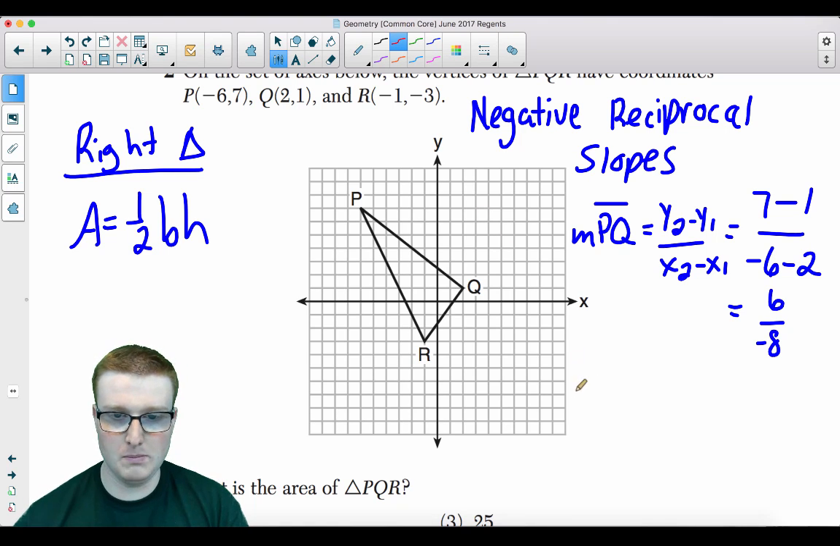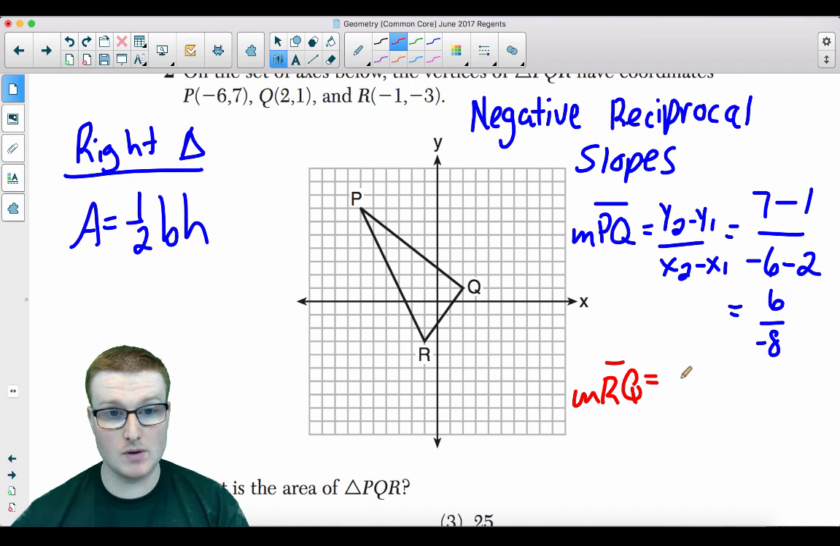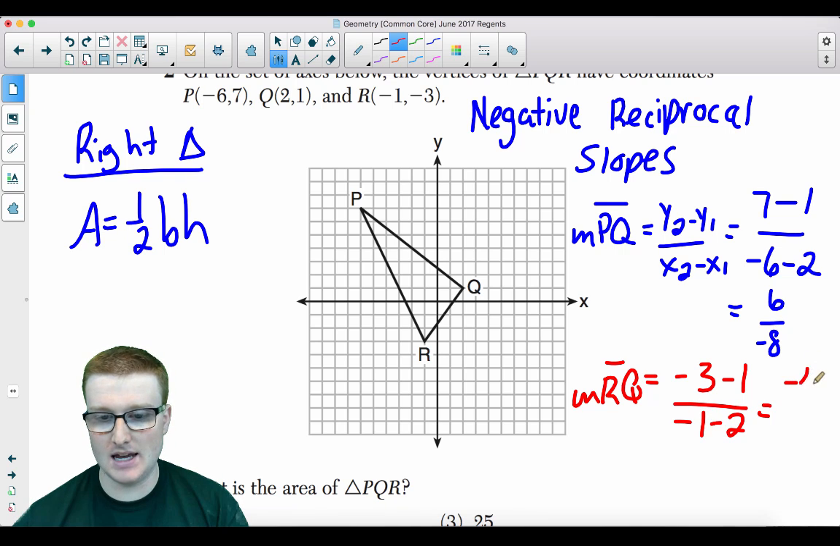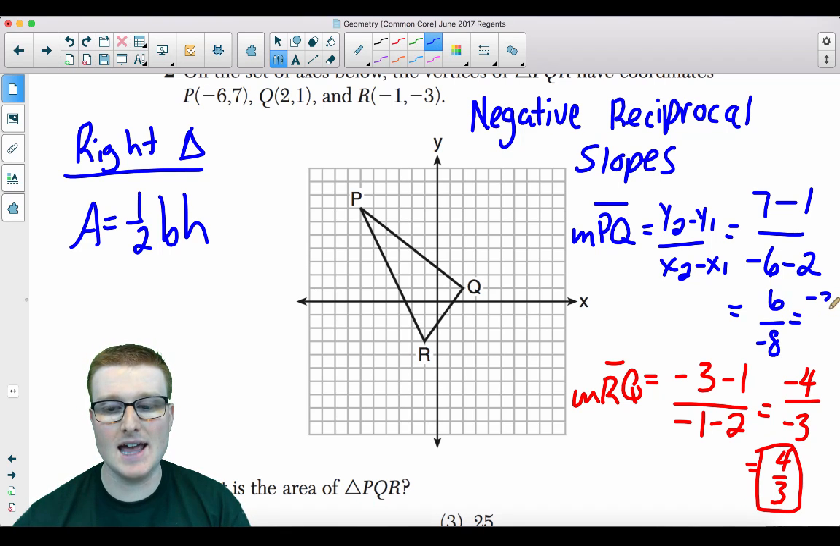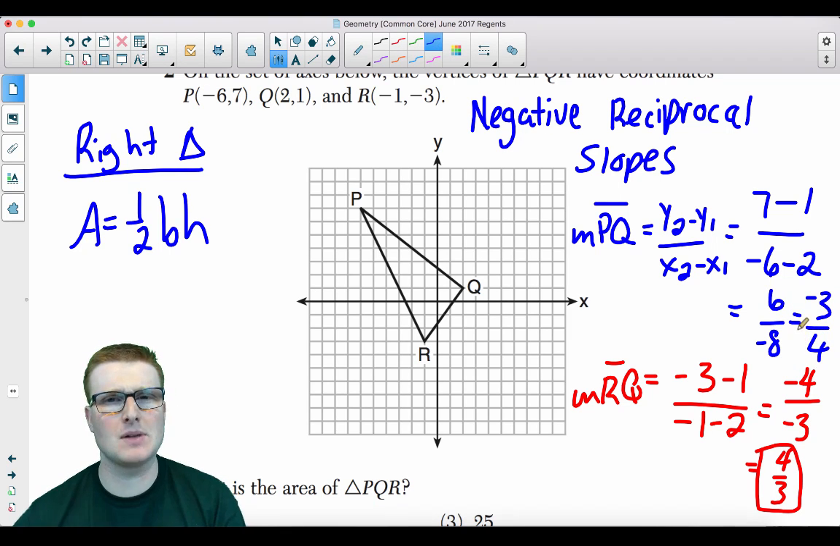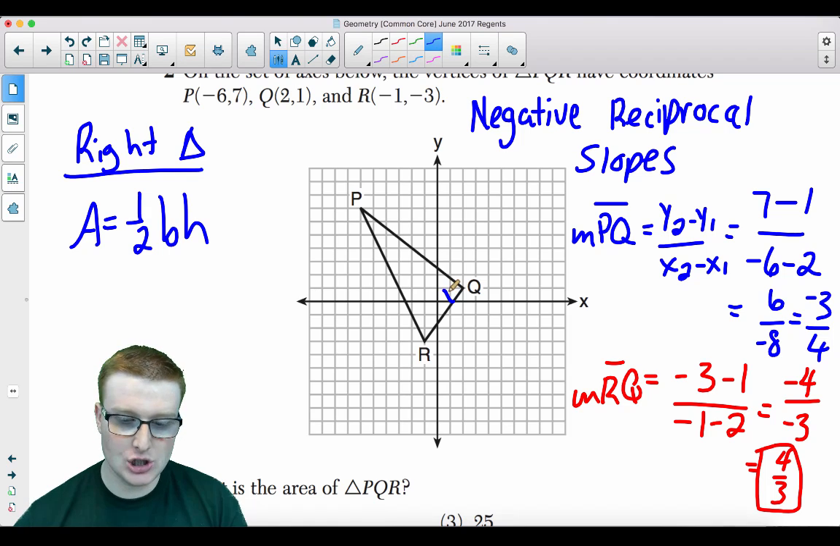And let's take the slope of RQ, which is, again, y2 minus y1 over x2 minus x1. That is going to be negative 3 minus 1 over negative 1 minus 2. That is going to be negative 4 over negative 3, which is just 4/3. This 6/8 can reduce to negative 3/4 because it has a common factor of 2. So these are negative reciprocal slopes. Perfect. That means that PQ is perpendicular to RQ.